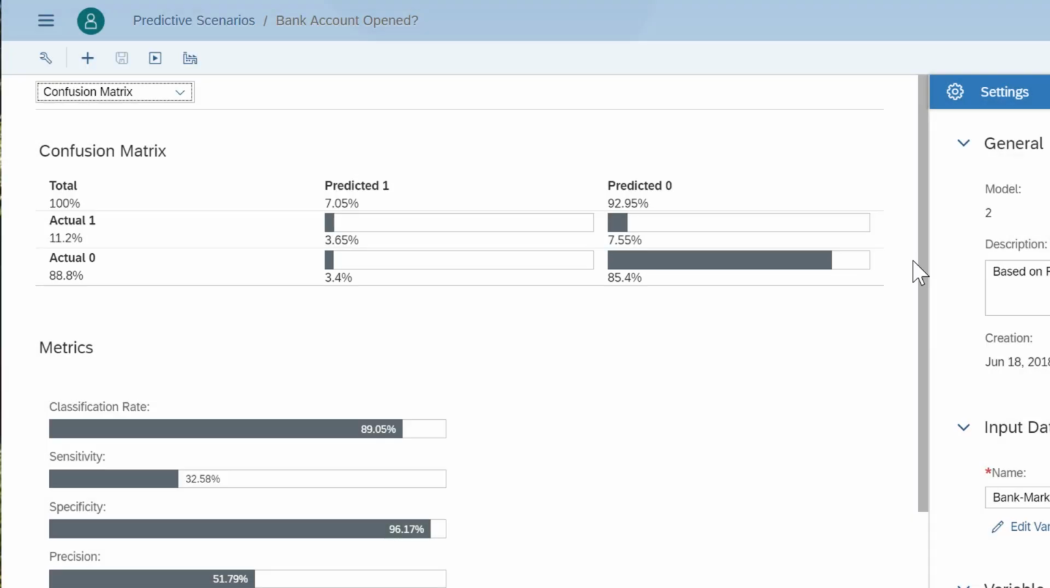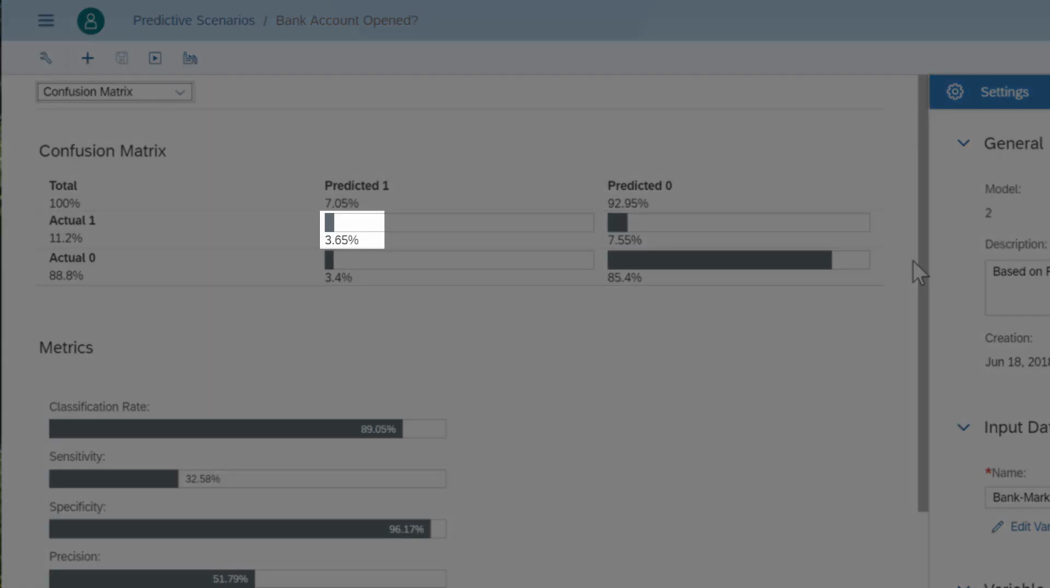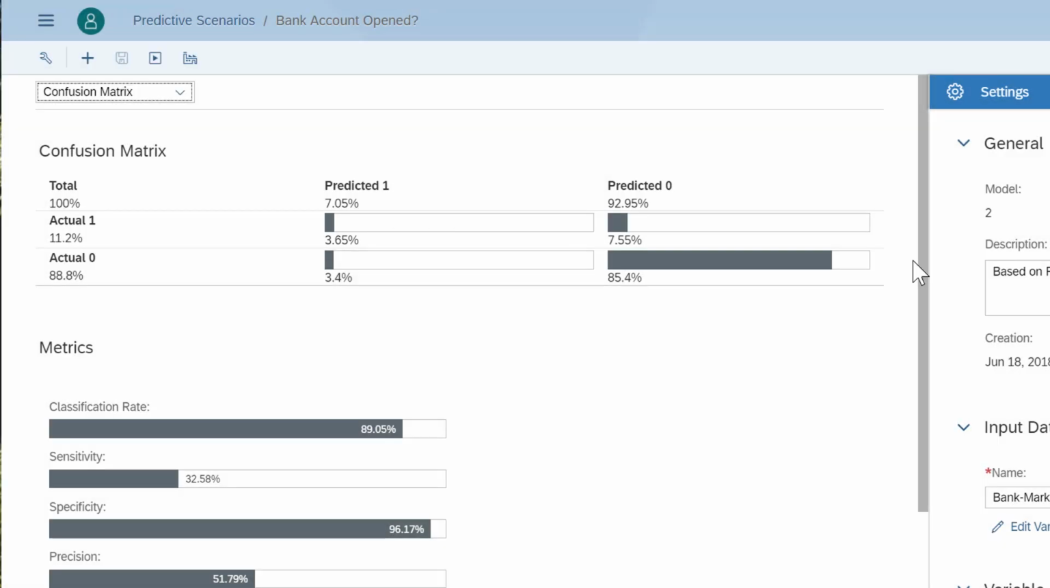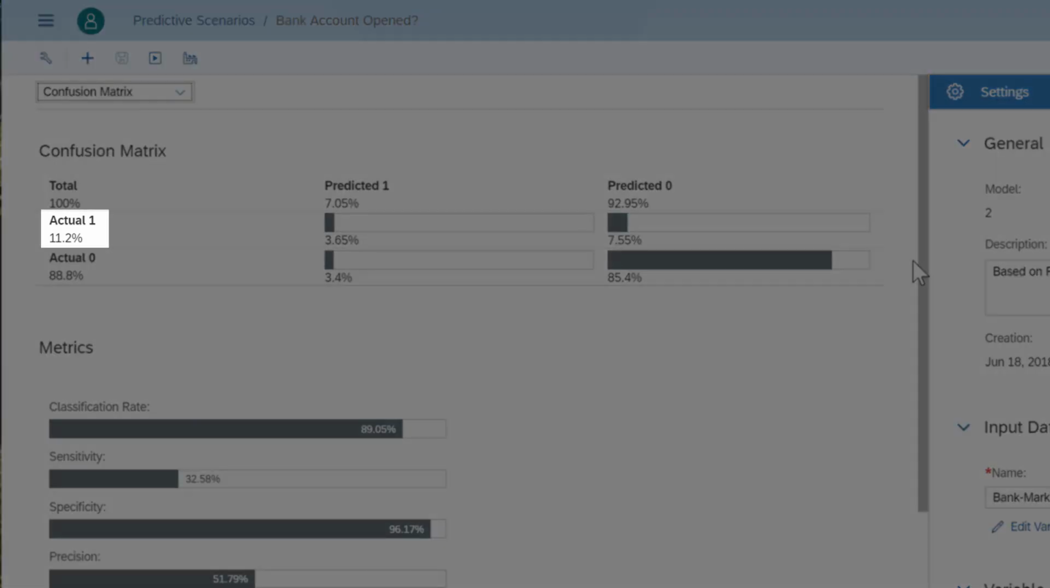So we can see that for 100 customers targeted with the marketing campaign, the actual and predicted values are aligned for less than 4 customers, even though about 11 out of the 100 have effectively opened a deposit account.